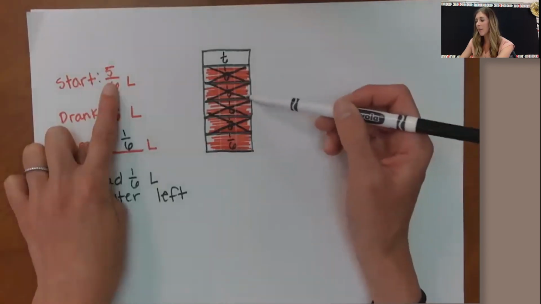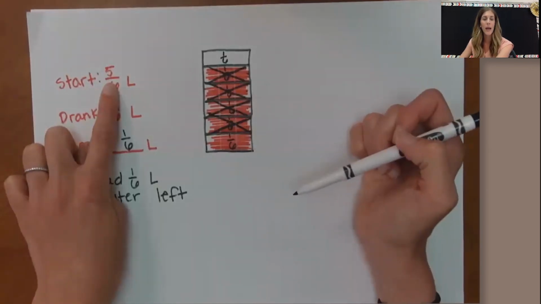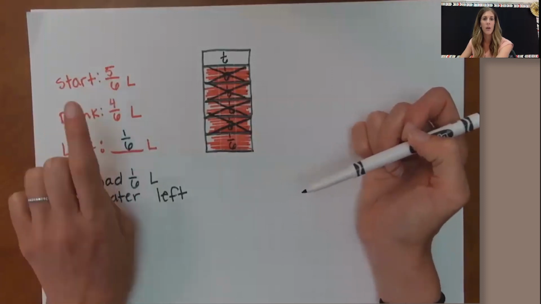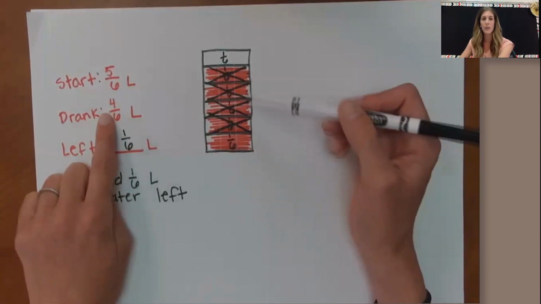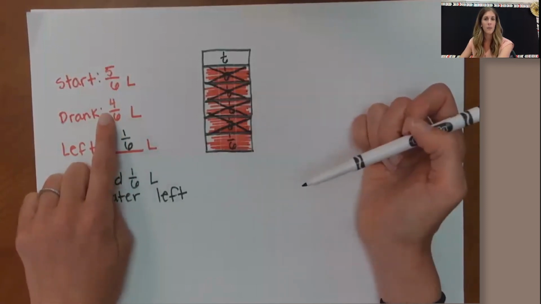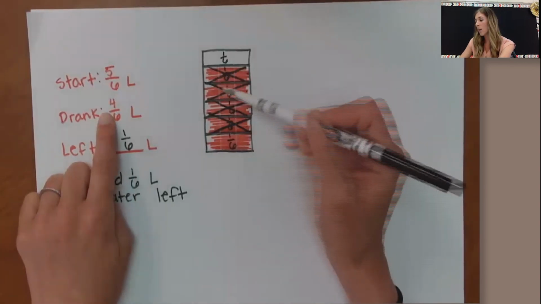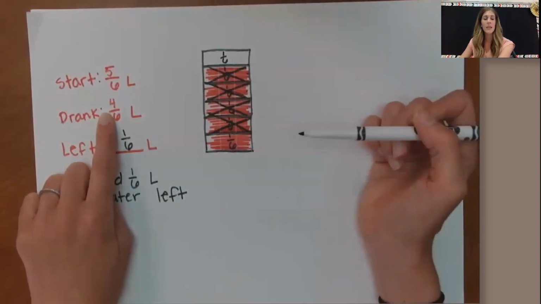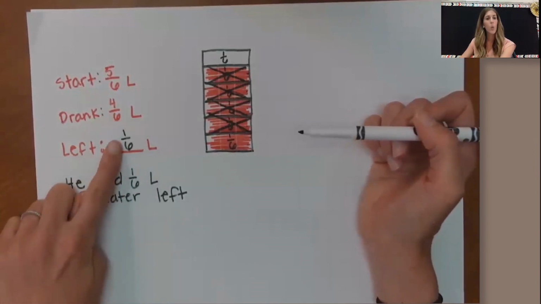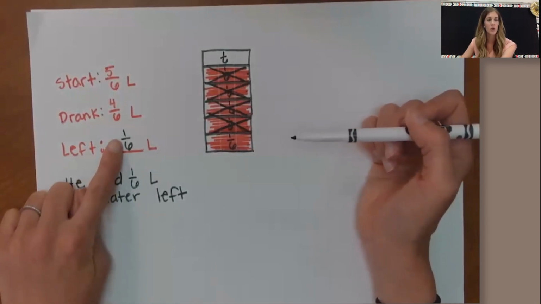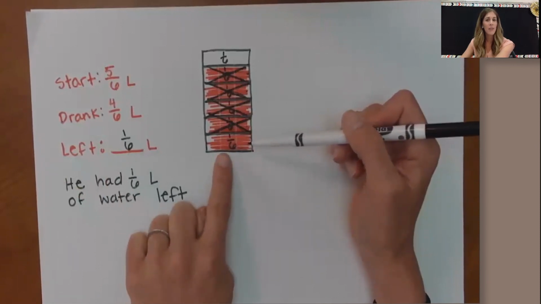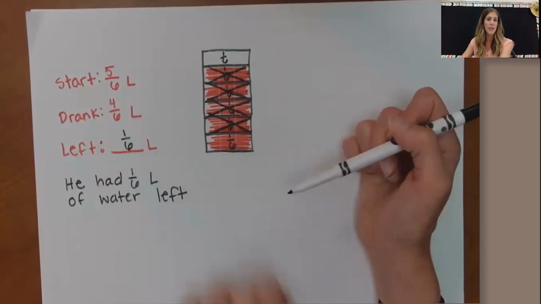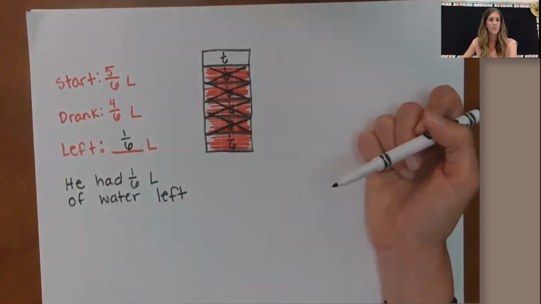Very good. The 5 1/6 pieces that are shaded in red, representing the amount of water he started with. The numerator 4 here, where do we see it represented in our drawing? Yeah, the 4 pieces that have X's over them because he drank 4 of those 1/6 pieces. And then this numerator 1, where do we see it represented in our drawing? Correct. This last piece that doesn't have an X over it is the 1/6 piece that he had left after he drank some water.